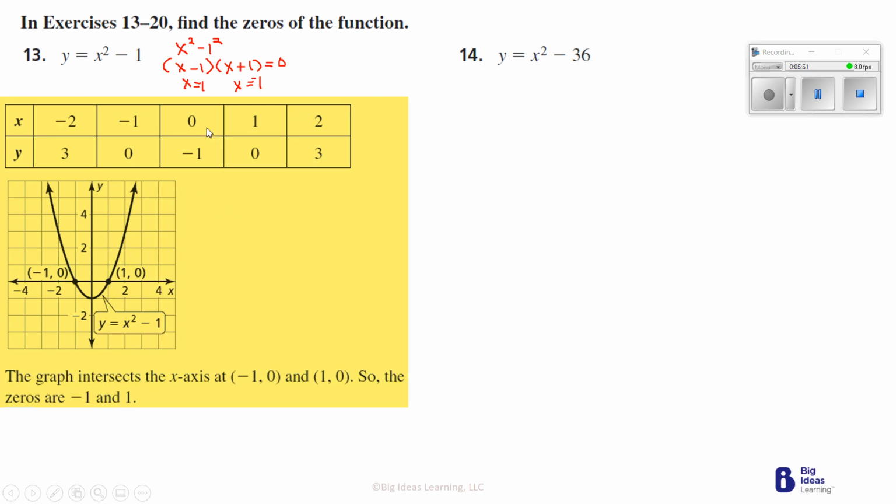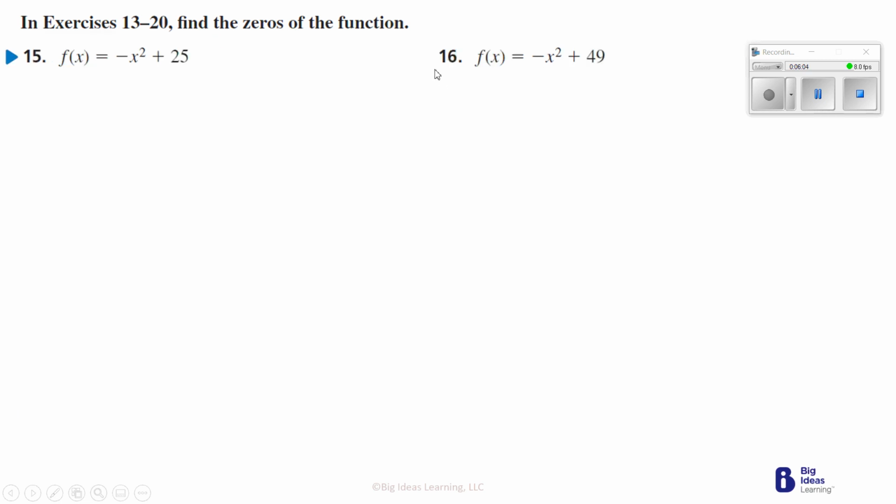They'll tell you to use a table. You'll just be putting negative 2, negative 1, 0, 1, and 2 in place of x and then solving for it. But you can see right there exactly what it's going to be. All right, number 14 is yours to do. I'm moving on. Number 15, we could do the same thing, except we've got to factor out the negative sign.